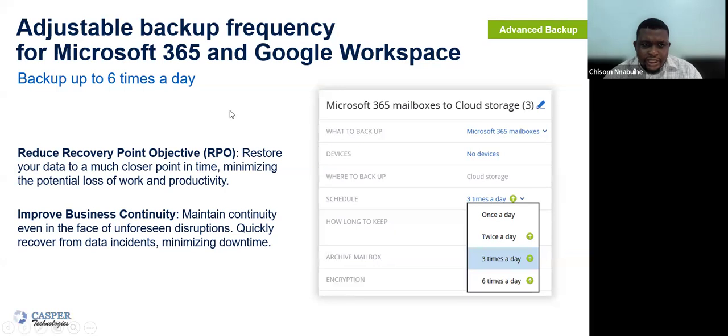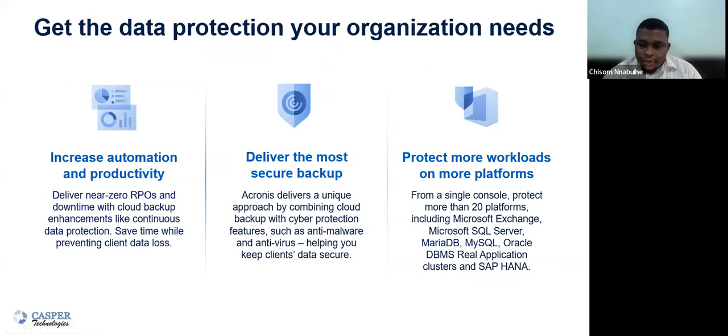I'd also mentioned this already, that another benefit the advanced backup license allows you is the ability to back up as many times as you might want in a day, but up to 6 times in total, for either your Google Workspace tenants or your Office 365 tenants. So in summary, Acronis is allowing you to get the data protection that your organization needs, either by increasing automation and productivity, or being able to deliver the most secure backup, or being able to protect more than one workload on different platforms at the same time. So, one pane of glass to manage all of those backups. And another key benefit is that the complexity is reduced a lot.